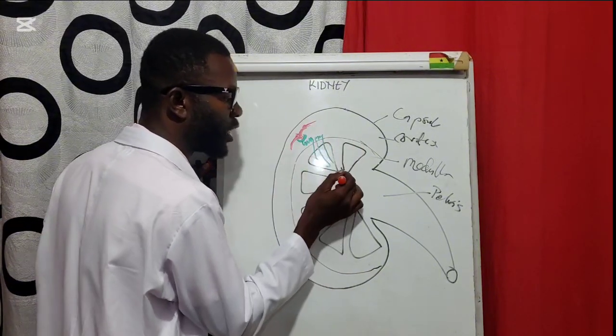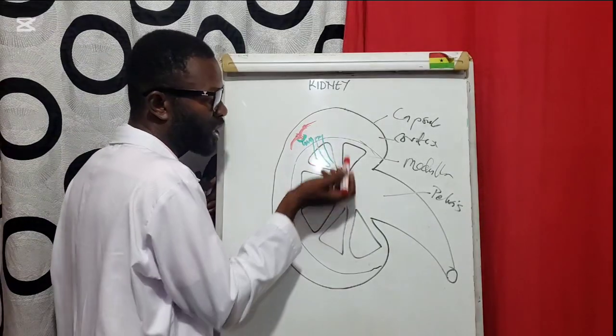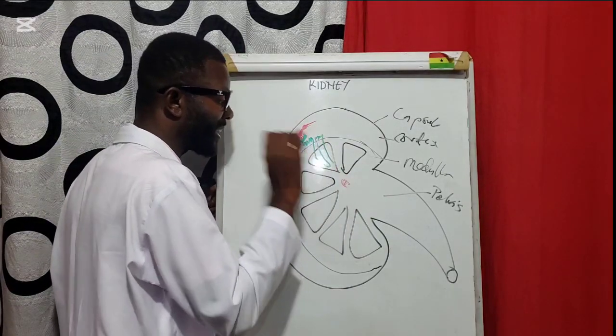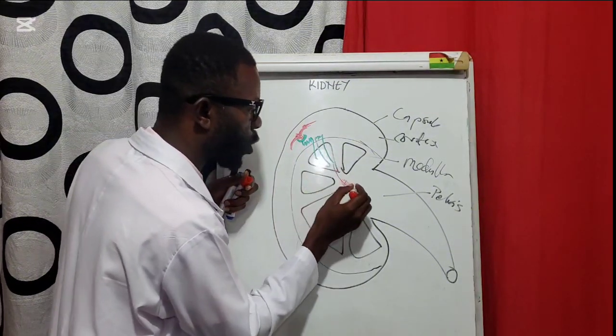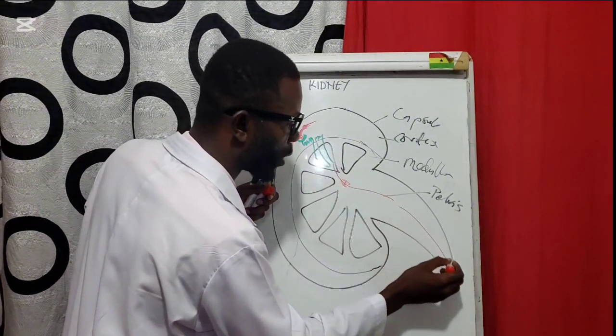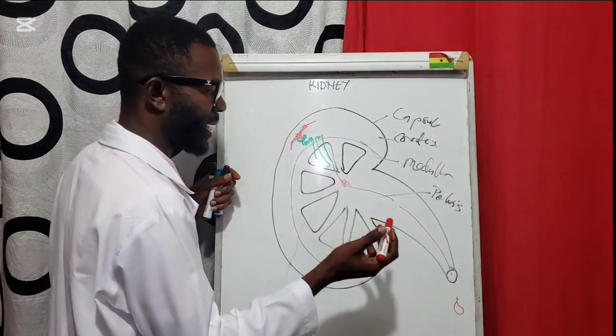So by the time we get the urine, we have absorbed the needed ones from the urine, leaving only the things that we don't need. Then those things will come out, and then it will go to the pelvis, and then it comes out through what? The ureter, and then it turns to what? Urine. Do you get it, guys?